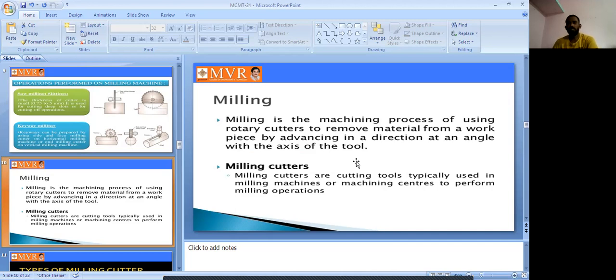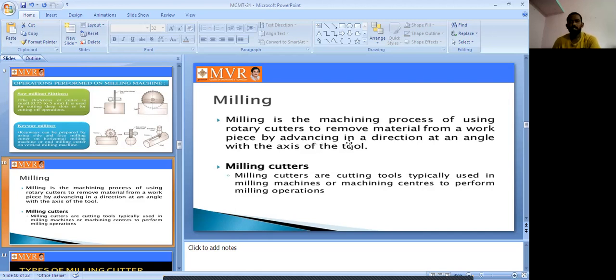So it is called the milling machine. The milling machine is a machining process that uses rotary cutters. In milling machines we use rotary cutters. So using the rotary cutters, we are removing the metal from the workpiece. That is called the milling machine.